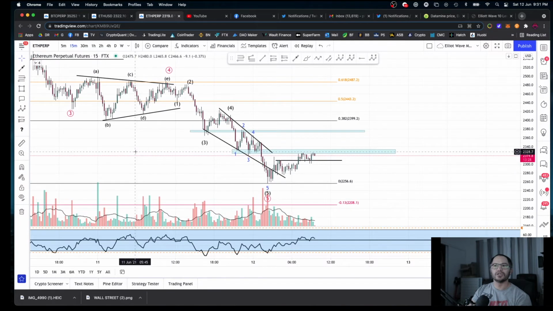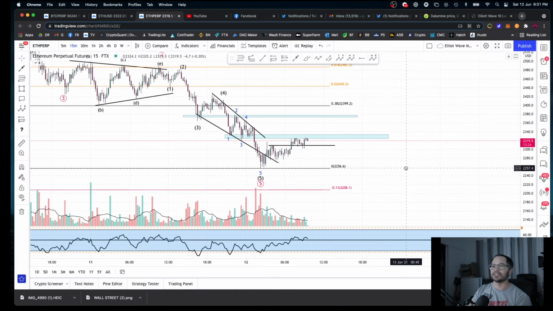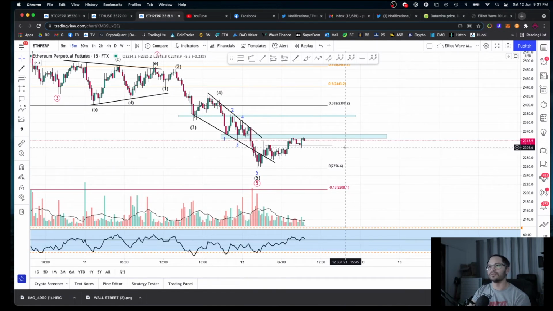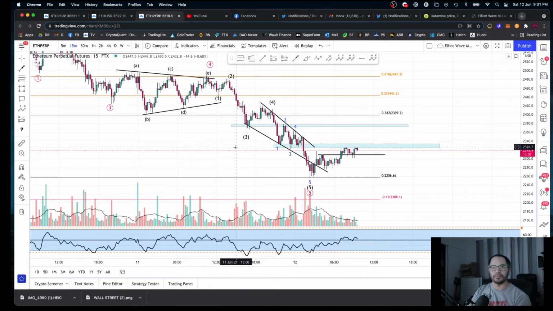If we look at this here as the beginning of a pattern itself, this would be 1, 2. And it could be that this is 1, 2 here, and then it goes 3, 4, 5, and then that is a 1, and then it comes down to another 2, because we have waves within waves, patterns within patterns.